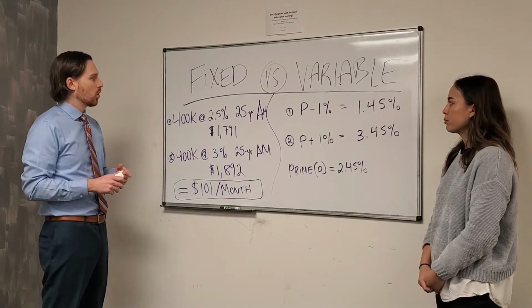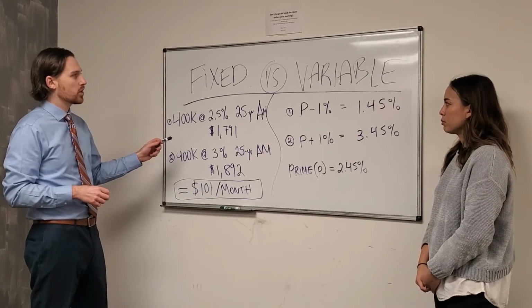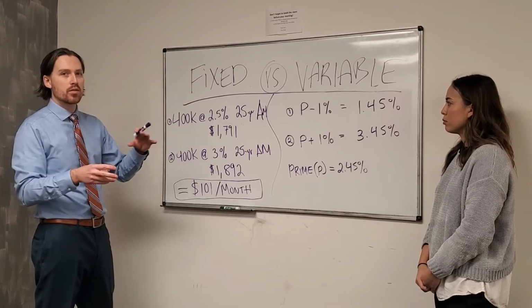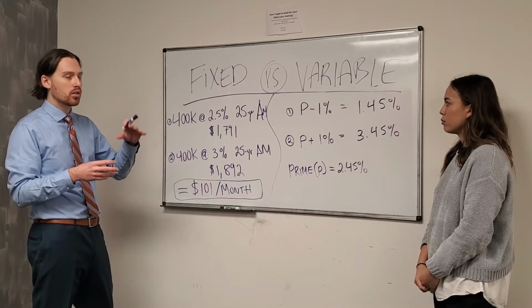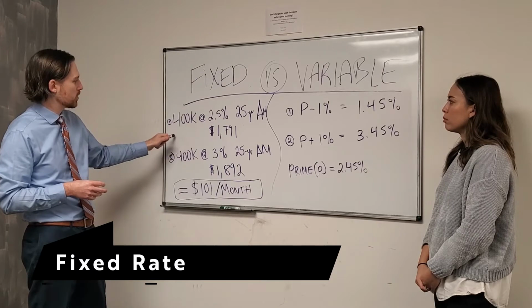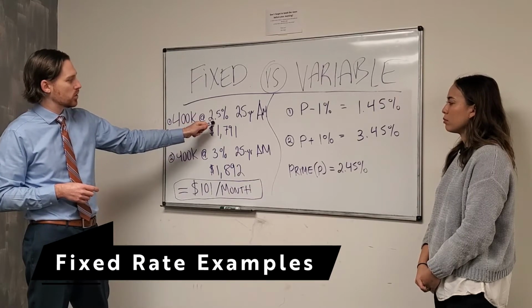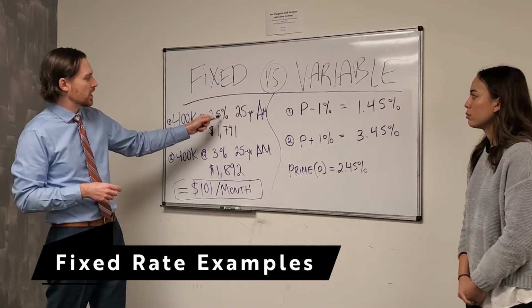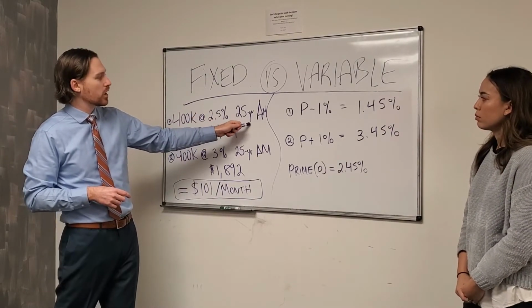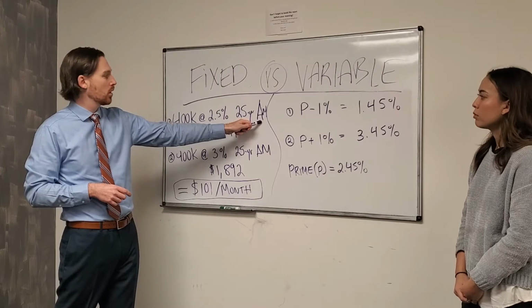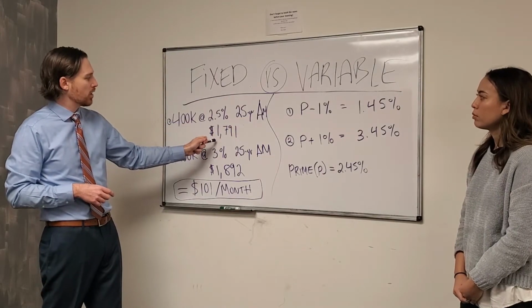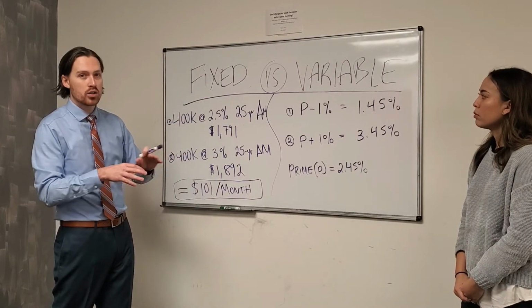Gotcha. So I've got a couple examples here. I just want to show what these different rates would look like. We've got a $400,000 mortgage, 2.5% fixed interest rate. We'll just say that's 5 years for argument's sake on a 25-year amortization schedule. That monthly payment is going to be $1,791 just for the mortgage.